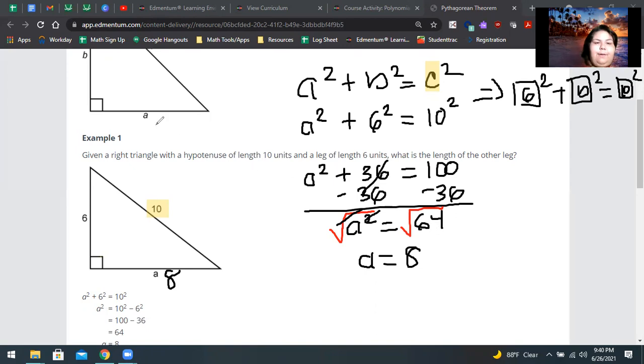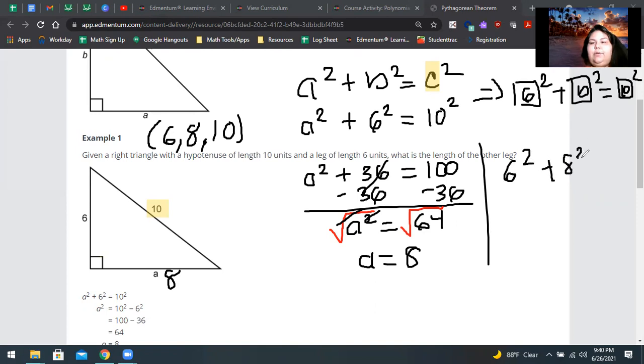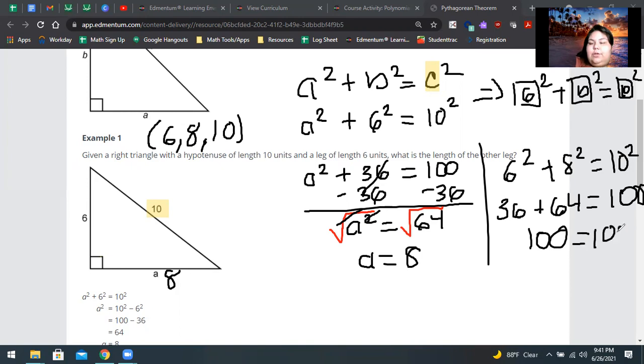Now, if I were to write this out, because this is going to be introduced to you a little bit over here, the Pythagorean triples, it's 6, 8, 10. This is considered a Pythagorean triple because if I replace it into here, you're going to see a squared plus b squared. So this is 6 squared plus 8 squared equals 10 squared. If this statement is true, then this is considered a Pythagorean triple. So 6 squared is 36 plus 64 equal to 100. If I add these two values, we also get 100. 100 is equal to 100.